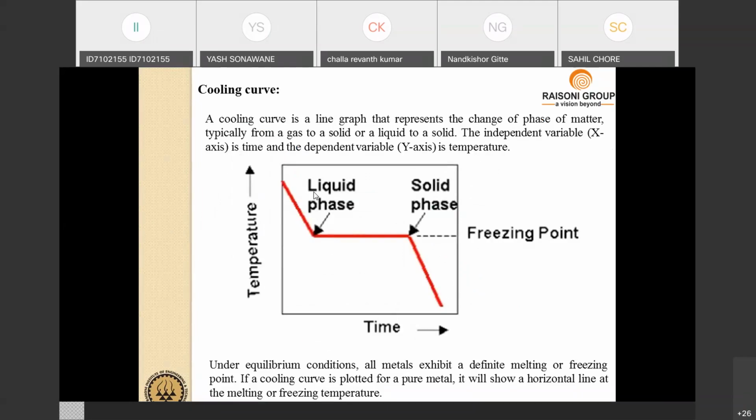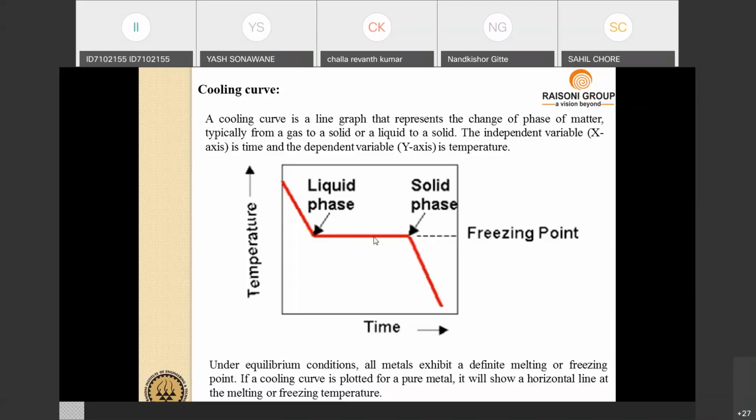What do we understand with this cooling curve? Here you can see this is a matter phase change diagram. This red line is known as the cooling curve, where at this starting point it is liquid, and up to this it is in the liquid phase. From this point to this point it will start getting solidified, and at this freezing point all the liquid metal becomes solid.